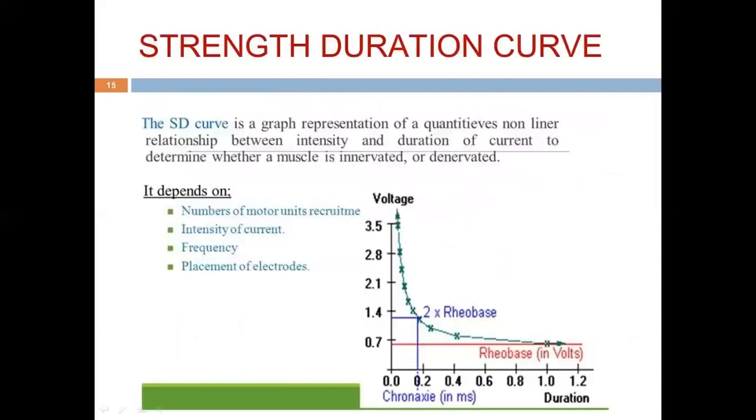Here's a strength duration curve. The SD curve is a graphical representation of the quantitative non-linear relationship between intensity and the duration of the current. It determines whether a muscle is innervated or denervated. It depends upon the number of motor units recruited, the intensity of the current, the frequency, and the placement of the electrode. As we can see, there's an SD curve showing the voltage, the rheobase, chronaxy, and the voltage and time duration taken.